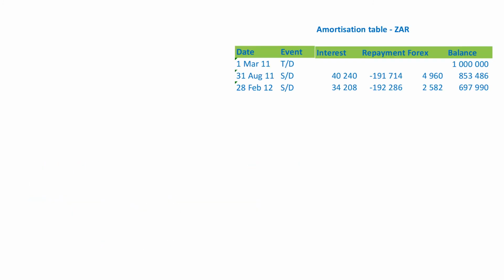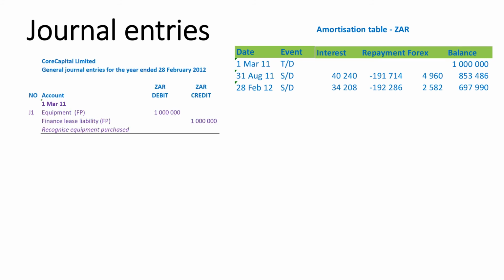Now that we have our amortization table in ZAR, we can now take this information and capture our journal entries. Okay, so remember to have all of the necessary headings. You will debit equipment of 1 million and you will credit your finance lease liability of 1 million ZAR. That will be journalized on 1 March 2011.